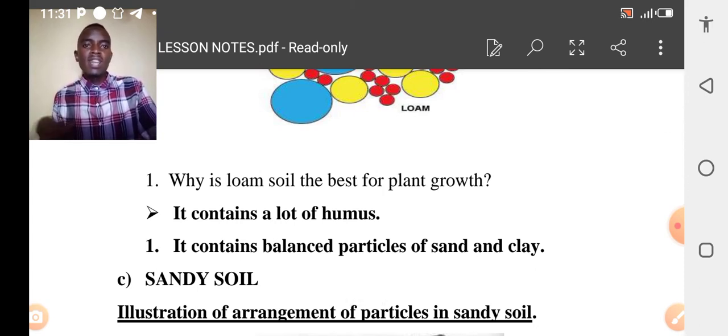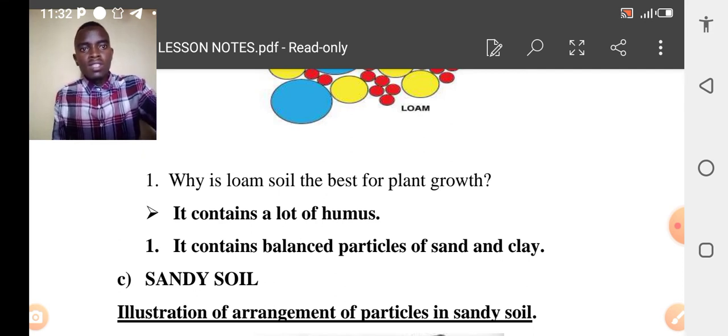Why? You can ask yourself when your teacher asks you, or I can ask you the question here, about why loam soil is best for plant growth. You can take about 30 seconds to think about this question.